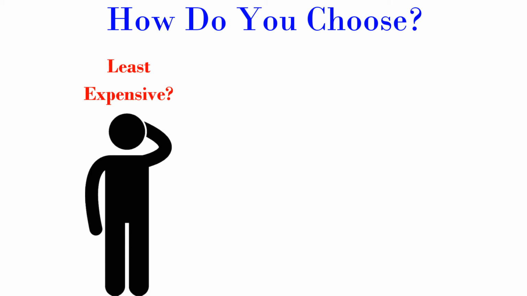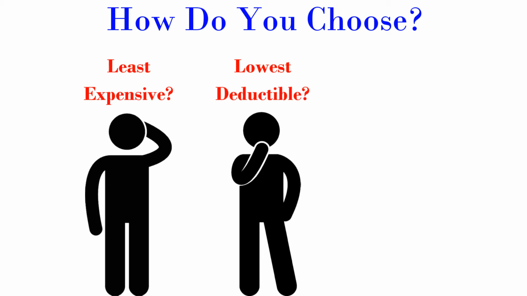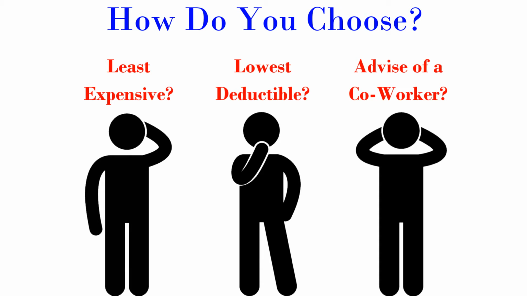So your employer is offering you more than one health plan. How do you choose? Maybe you lean towards the least expensive option, or maybe you gravitate towards the plan with the lowest deductible, or maybe you pick a plan based on the advice of a coworker. There are a number of factors to consider when choosing a health plan. Let's take a look at the thought process for making the best decision for you.